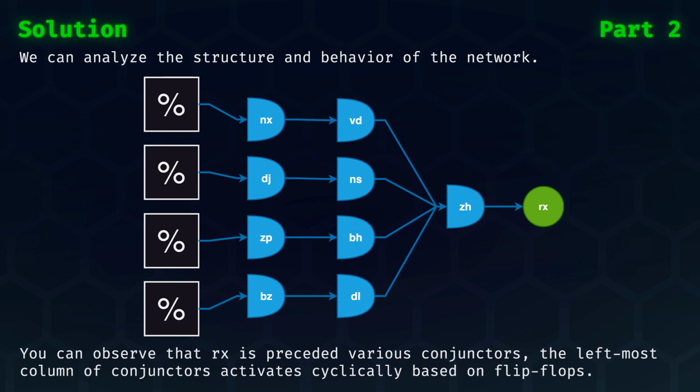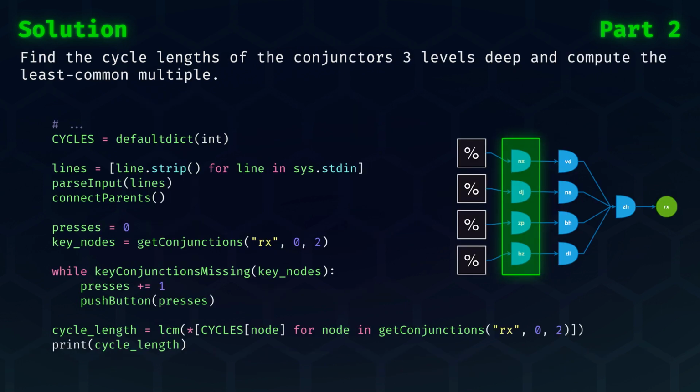The solution lies in analyzing the structure and behavior of the network. You'll find a structure that is roughly equivalent to the following diagram. On the right, you'll have your module RX, and its parent modules are 3 layers of conjunctions. The leftmost column of conjunctors activates cyclically based on flip-flops, of which we don't care too much for their underlying structure. The idea here, then, is that if you know the interval at which each conjunction activates, then you can determine when they all activate at the same time. So we find the cycle lengths of the conjunctions 3 levels deep, and we compute the least common multiple of the lengths. The solution outline then changes slightly.